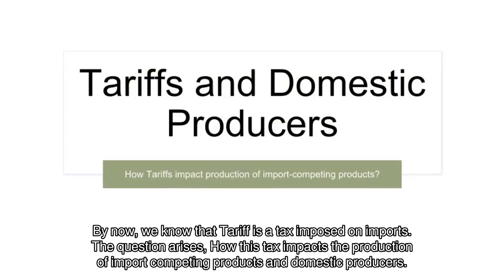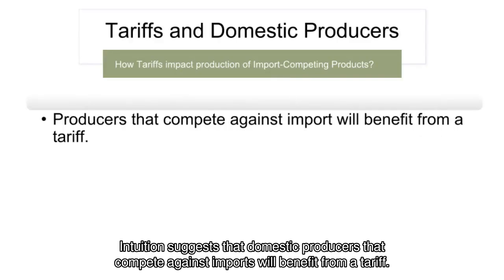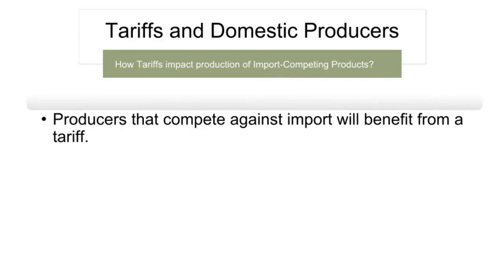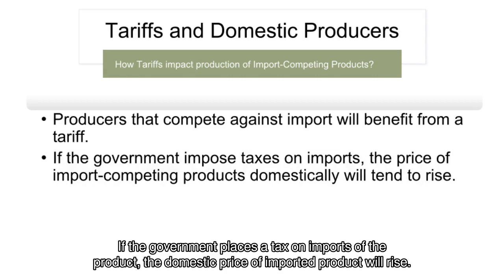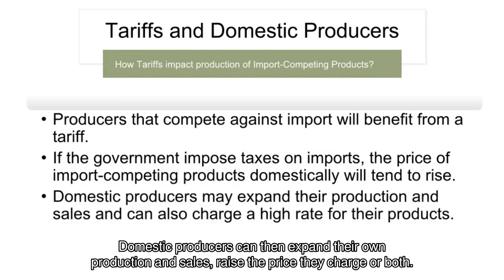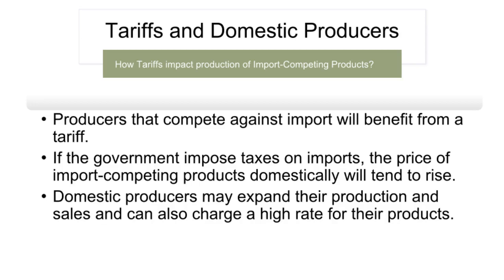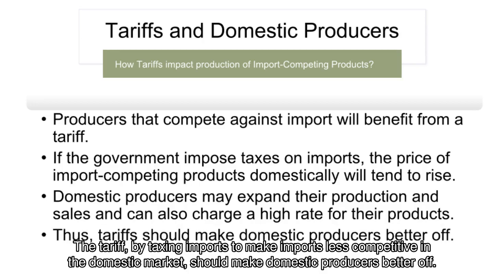By now, we know that a tariff is a tax imposed on imports. The question arises, how does this tax impact the production of import competing products and domestic producers? Intuition suggests that domestic producers that compete against imports will benefit from a tariff. If the government places a tax on imports of the product, the domestic price of the imported product will rise. Domestic producers can then expand their own production and sales, raise the price they charge, or both. The tariff, by taxing imports to make imports less competitive in the domestic market, should make domestic producers better off.